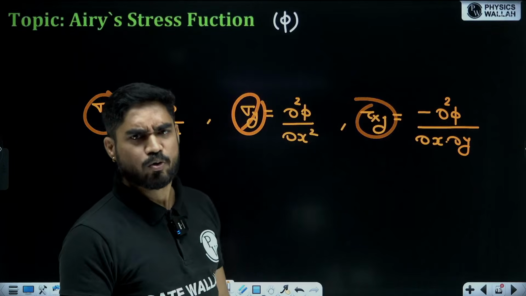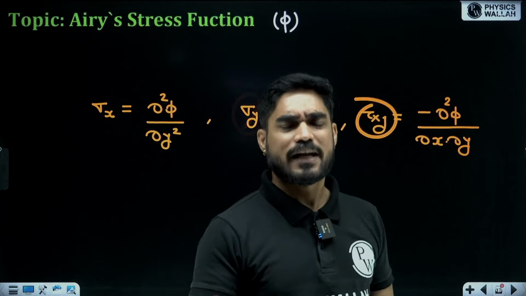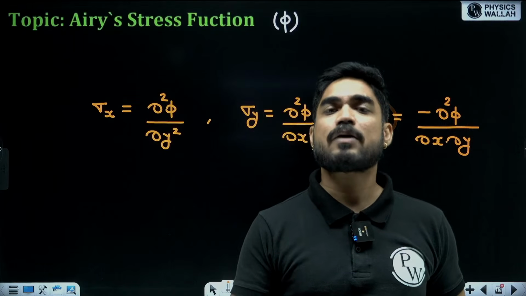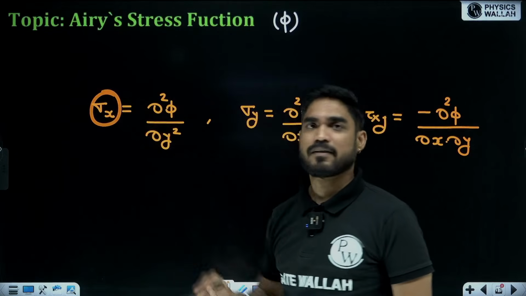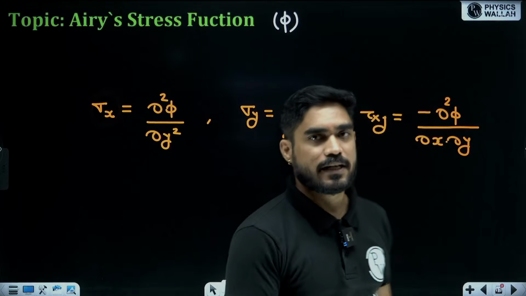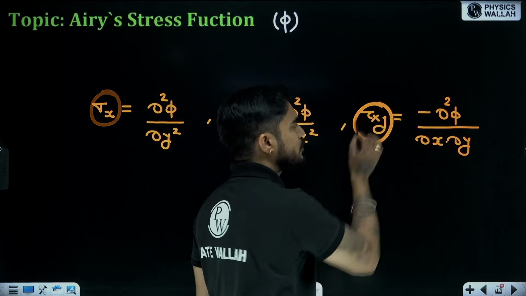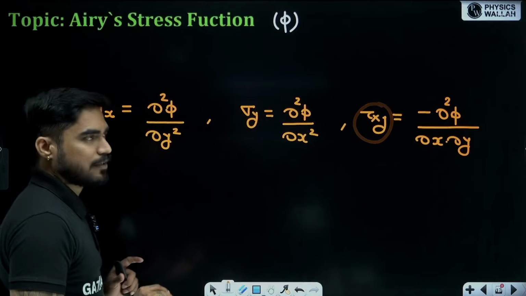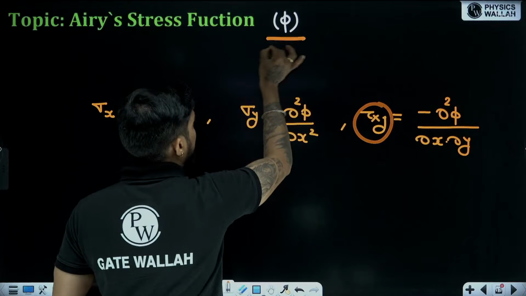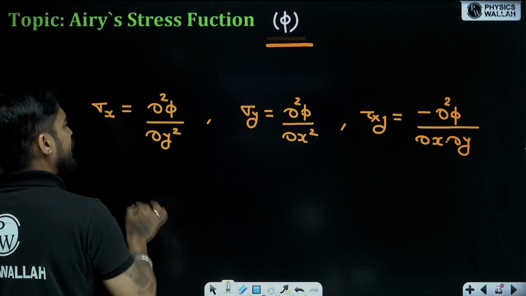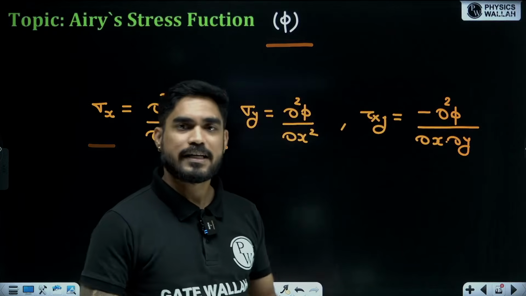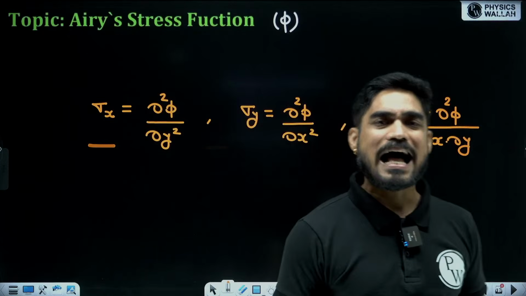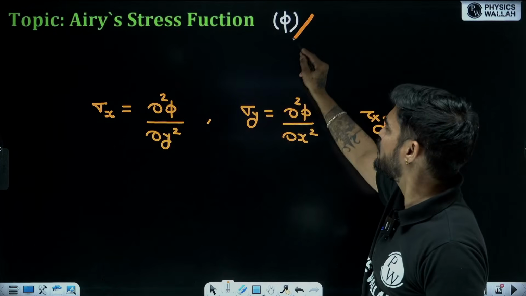That's what we usually do, right? For example, when you calculate bending stress, you find the equation of sigma x. When you calculate torsional stress, you find the equation of tau xy. But here we are using only one single function and we are getting all these stresses, right? Easy. But how will you find the value of phi?